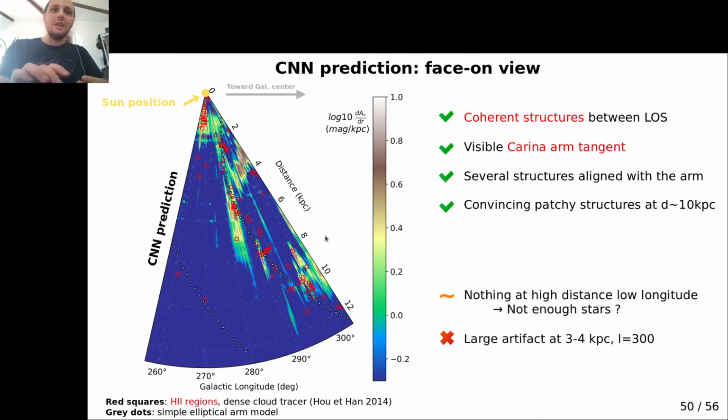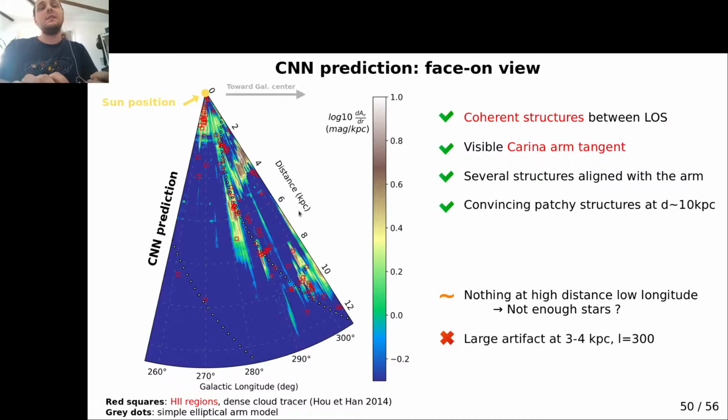But again, there are a few things that we are not convinced with in this prediction. The first one is that we have absolutely nothing in the low galactic longitude part for distance higher than 2 kiloparsec. And while it can be a real result, it can also be due to the fact that we do not have enough stars to constrain those regions. So more investigation has to be made for this region.